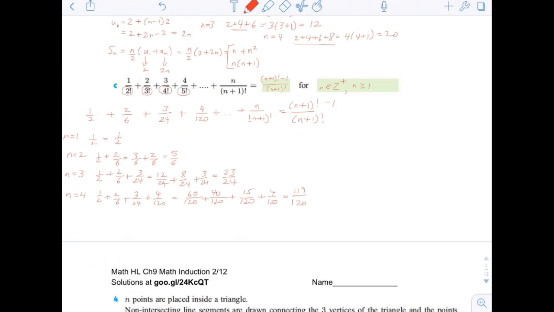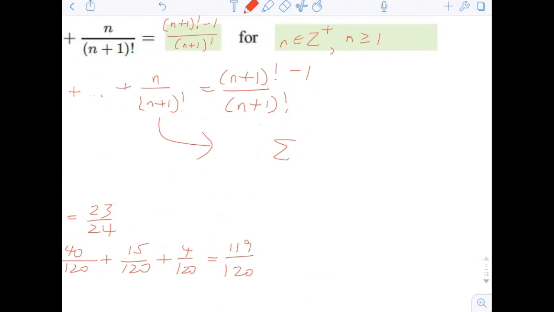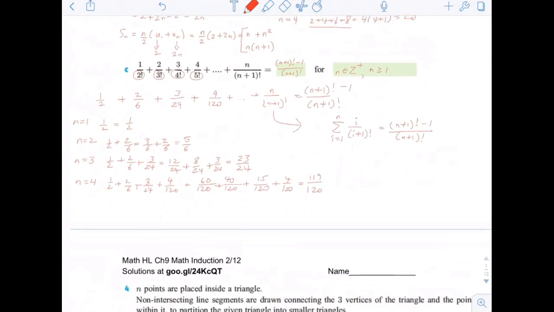One thing I forgot to write here is the summation notation, which they asked us to do. In this case, the summation notation would be very similar to this one. So it would be the sum of the index i equals 1 to n, because we're talking about starting n out as 1. And then we're just going to put that expression there with i's in it. i over i plus 1 factorial. And this, of course, is equal to this here, right? So it's going to be equal to n plus 1 factorial minus 1 divided by n plus 1 factorial. Okay? All right, that's it for this page.